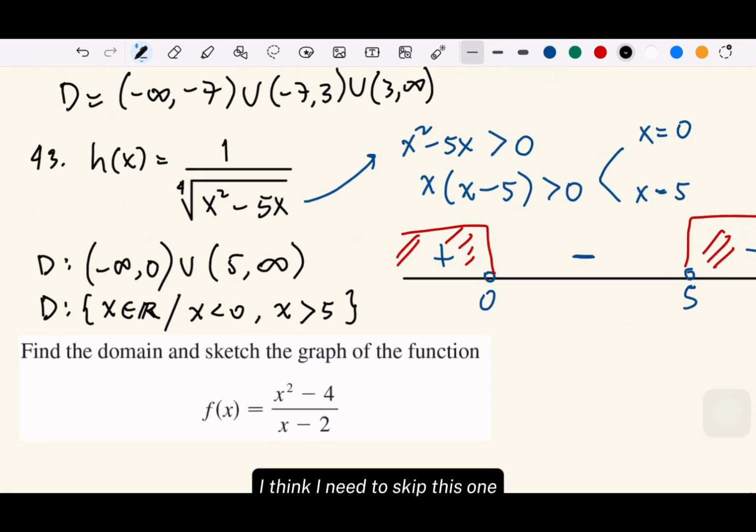Well, I think I need to skip this one, but if you want to write the question first, you can write it and then discuss it later if you have time. I need to skip this one first, okay? And then focus on the next part.